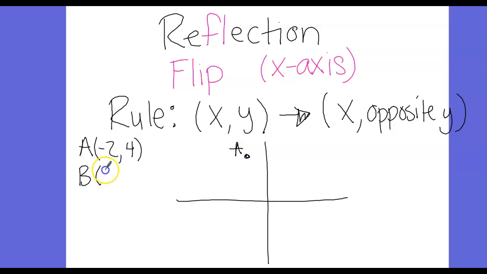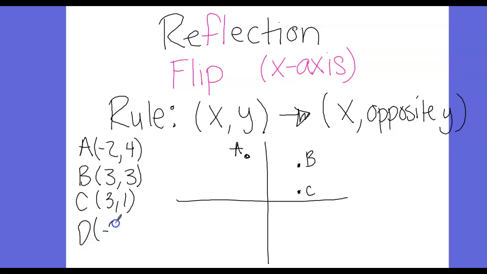B is going to be 3, 3. So right 3, up 3. It's going to be B. C is going to be 3, 1. So right 3, up 1. And D will be -2, 1. So left 2, up 1.